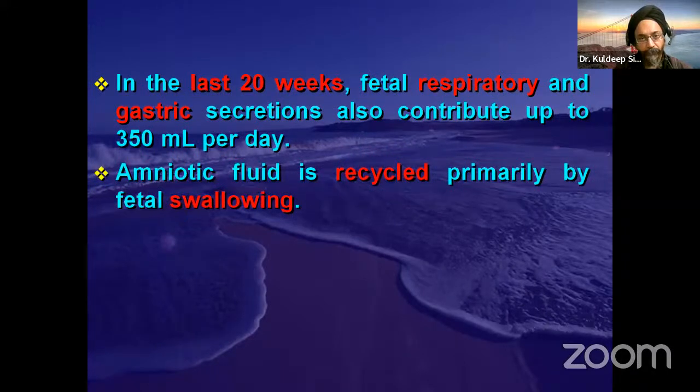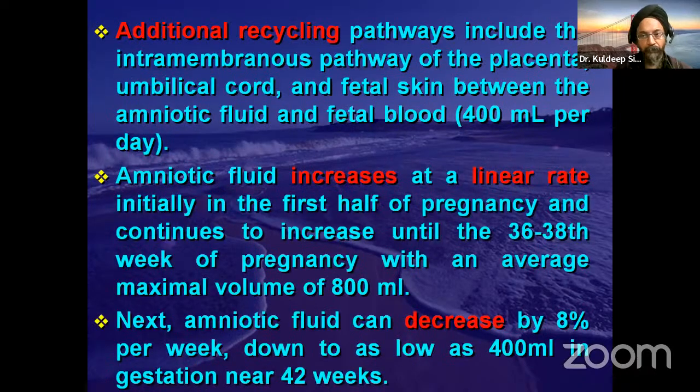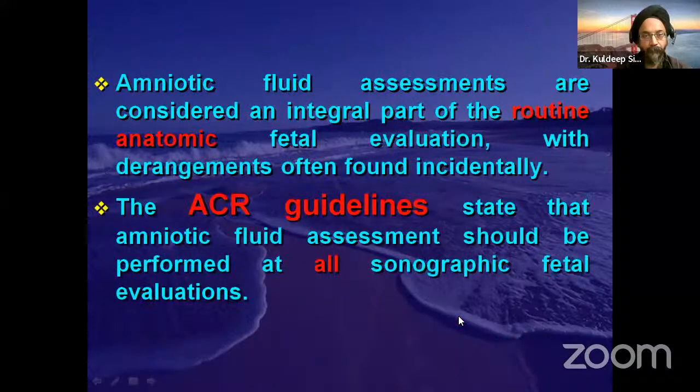After 20 weeks, the fetal respiratory and gastric secretions also contribute, and the amniotic fluid is recycled primarily by fetal swallowing. This is how we need to be looking at the intramembranous pathway of the placenta. The amniotic fluid increases at a linear rate, and then towards the end, it starts to reduce.